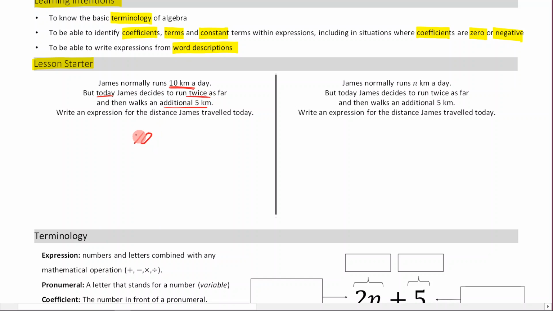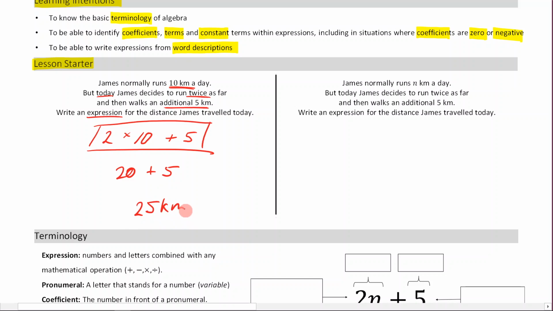Well, if he runs twice as far, that means we're going to multiply that 10 by 2. And then he walks an additional 5 kilometers, so we're going to plus 5 to that. We have therefore created an expression which represents how far James has traveled today. And we could of course go, well, 2 times 10 is 20, plus 5 is going to be 25 kilometers.